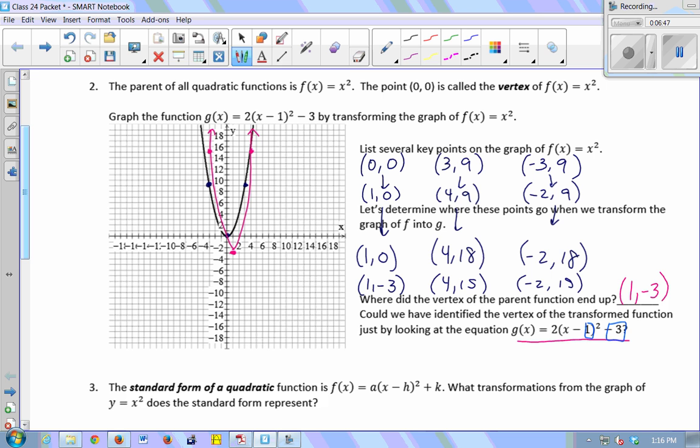The 2 didn't matter, right? That -1 says shift right 1, and the -3 is down 3. So my vertex moved from 0, 0, right 1 and down 3 lands me at 1, -3. The 2 doesn't make any difference because when you multiply 0 by 2, it still stays 0. Okay, so I could read the vertex right from the equation.